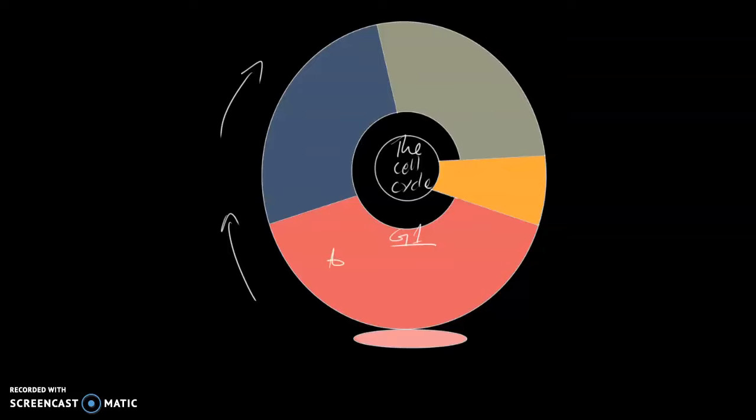So, cell contents duplicated except the chromosome. So in other words, during this phase, the cell is growing. And we say the cell is growing because the vast majority of the stuff that is contained inside the cell will be doubled.